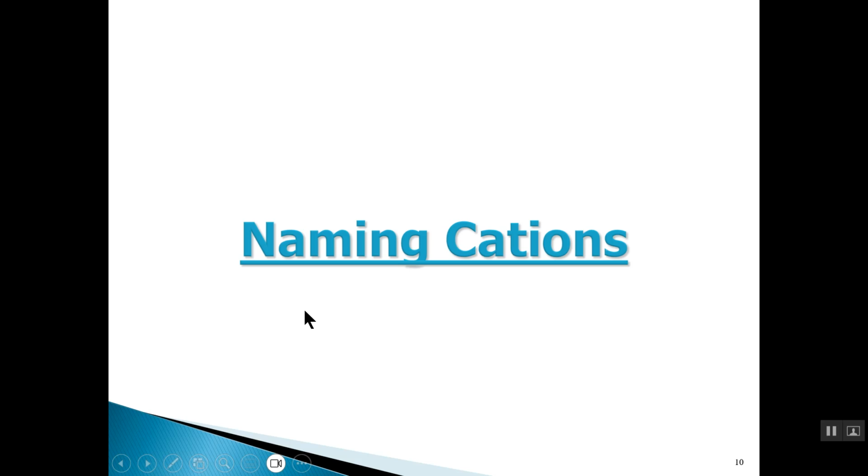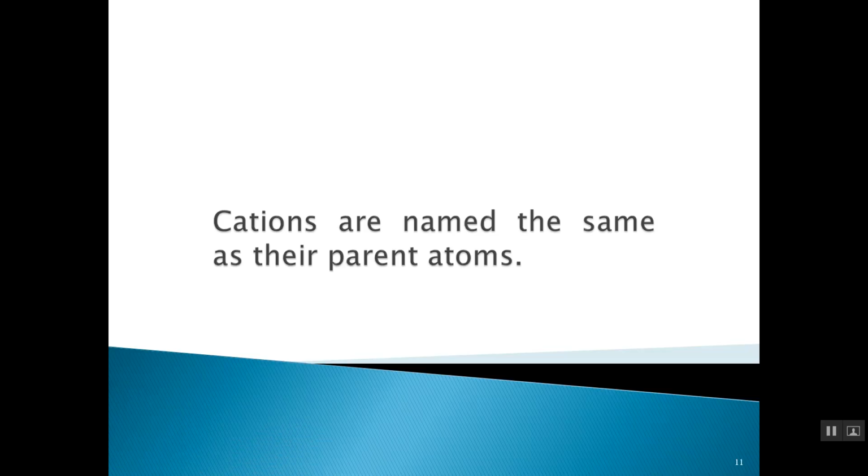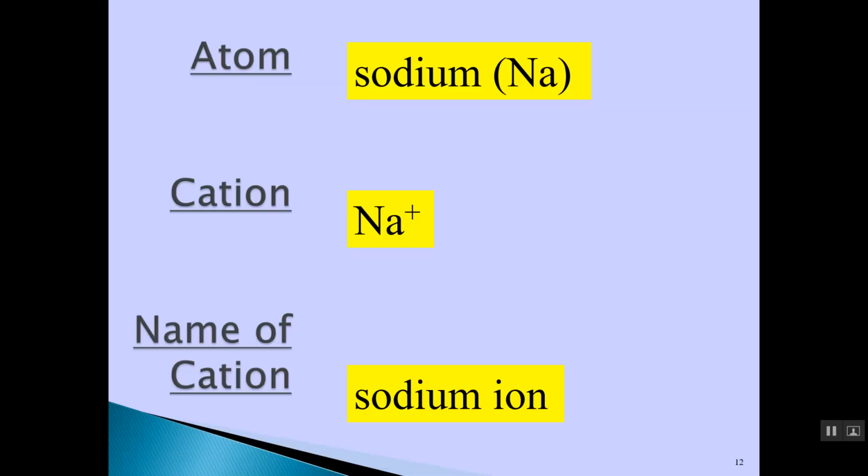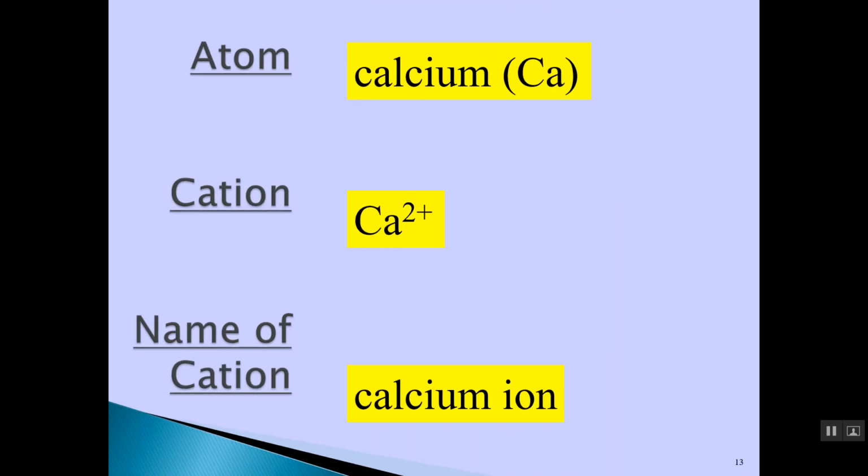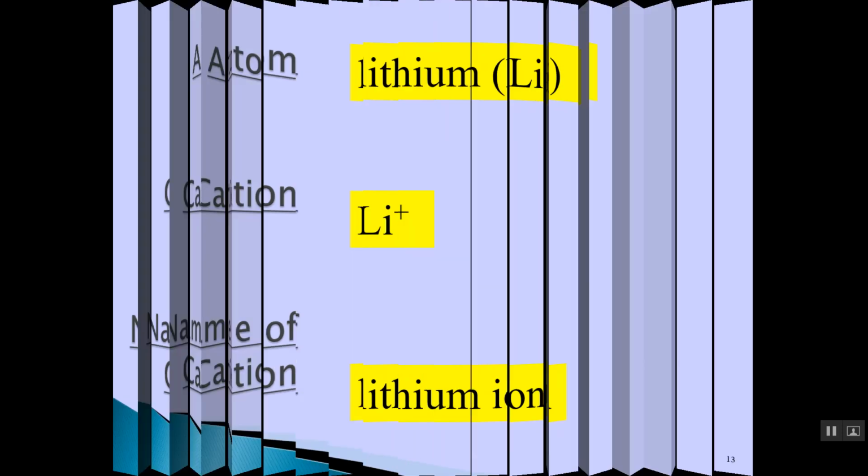It's very easy to name cations. It's basically this rule that you have to follow: cations are named the same as their parent atoms. So whatever the name of the element is, the name of the cation will be the same. For example, sodium forms a sodium cation, which is Na+. So the name of this particular cation is the sodium ion. The same is true for calcium. The Ca2+ ion is called the calcium ion.